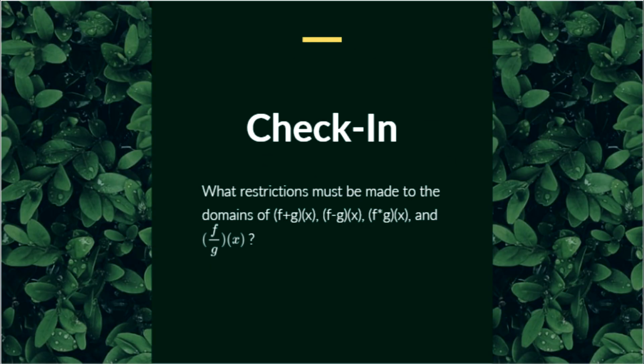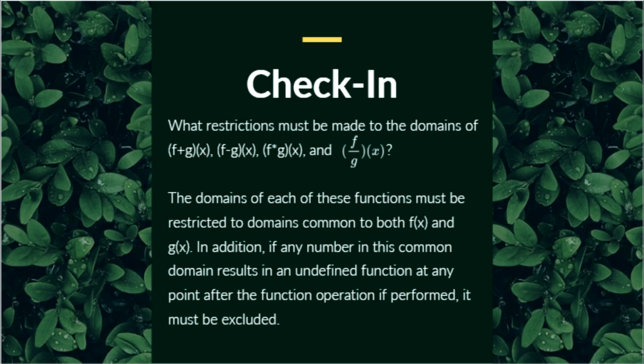Check in. What restrictions must be made to the domains of f plus g of x, f minus g of x, f times g of x, and f divided by g of x? The domains of each of these functions must be restricted to domains common to both f of x and g of x. So if you can figure out what the domains are for each of them individually, you know what the domains are for them together.